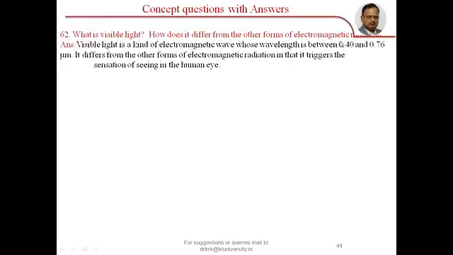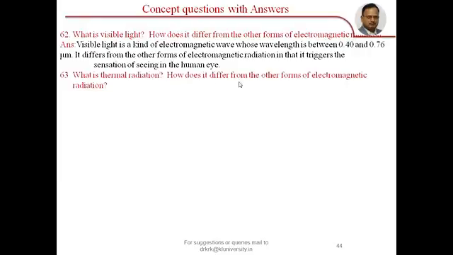What is visible light and how does it differ from other forms of electromagnetic radiation? Visible light is a kind of electromagnetic wave whose wavelength varies between 0.4 to 0.76 micrometers, and it differs from other forms in that it triggers the sensation of seeing in the human eye.